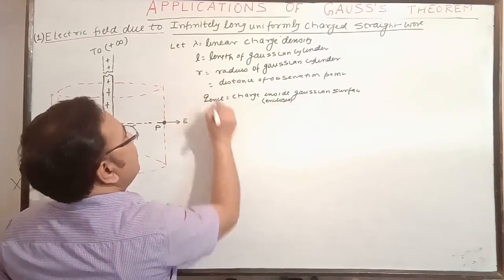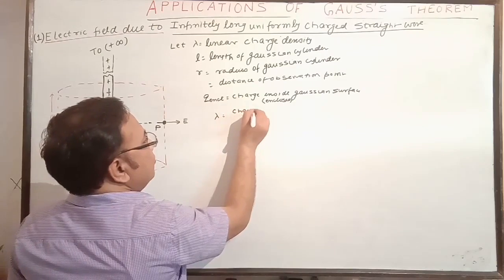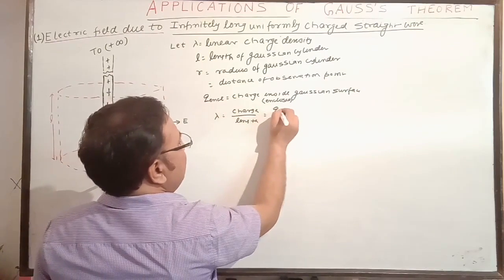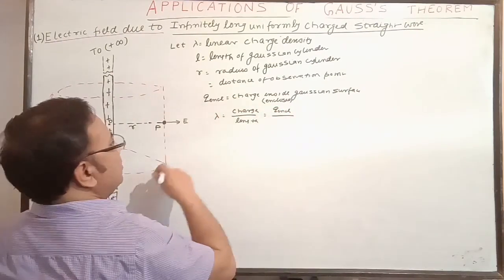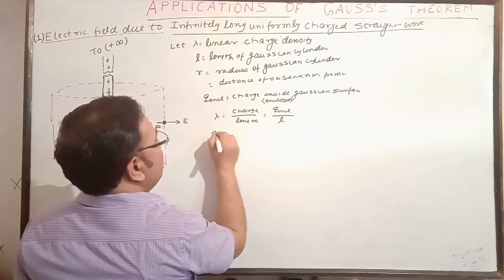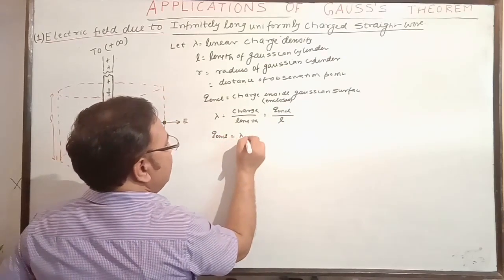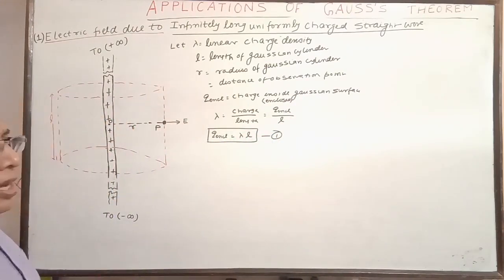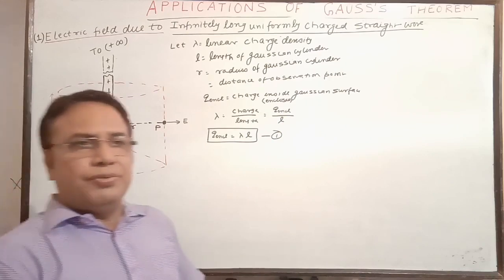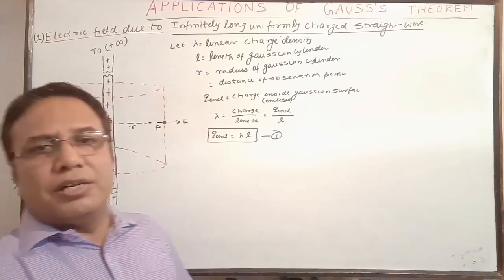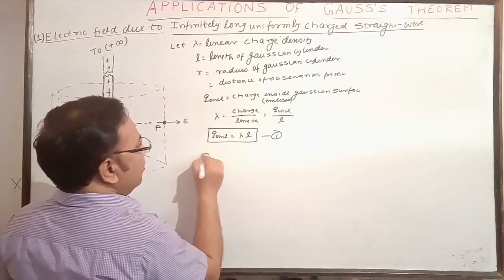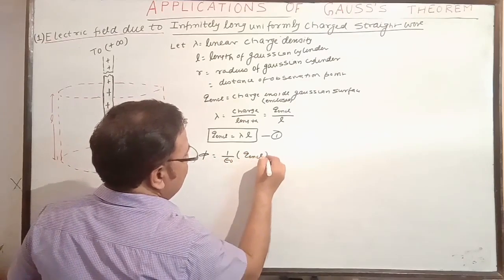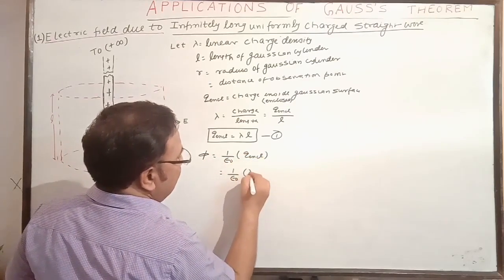We know lambda is equal to charge per unit length. The length of the cylinder is L. So the total charge enclosed we have determined, that is lambda into L. This is the charge enclosed by the Gaussian surface. Whenever a Gaussian surface encloses certain charge, the flux phi due to enclosed charge is 1 by epsilon naught times the charge enclosed, and that is equal to 1 by epsilon naught times lambda into L.